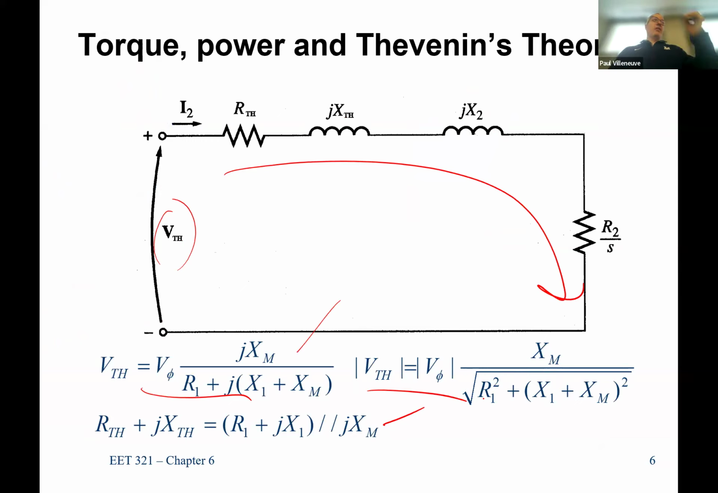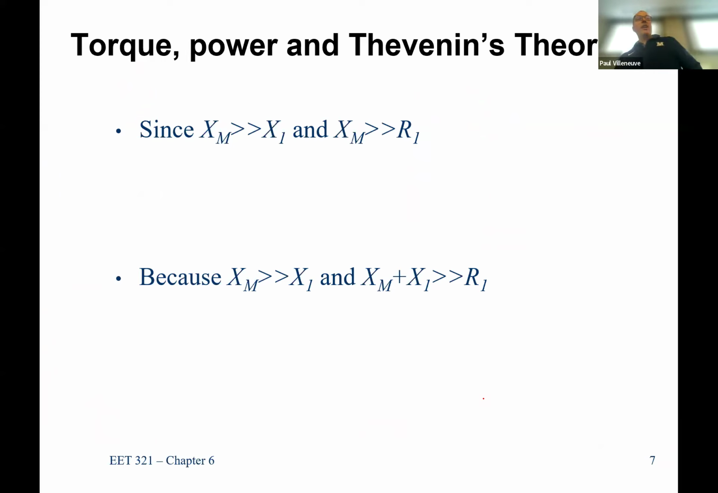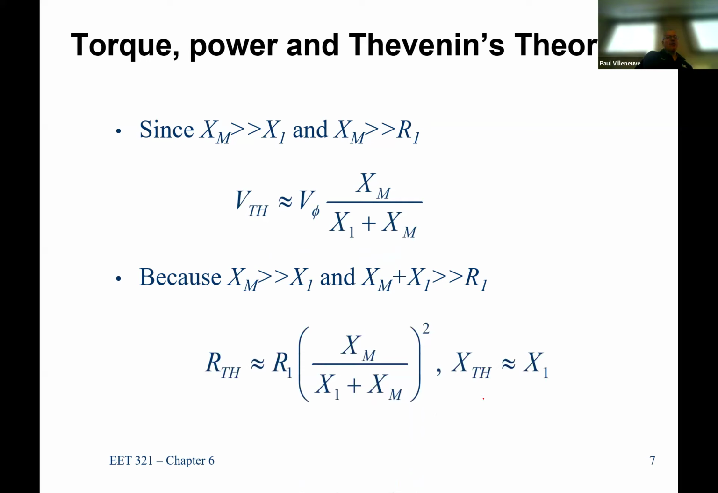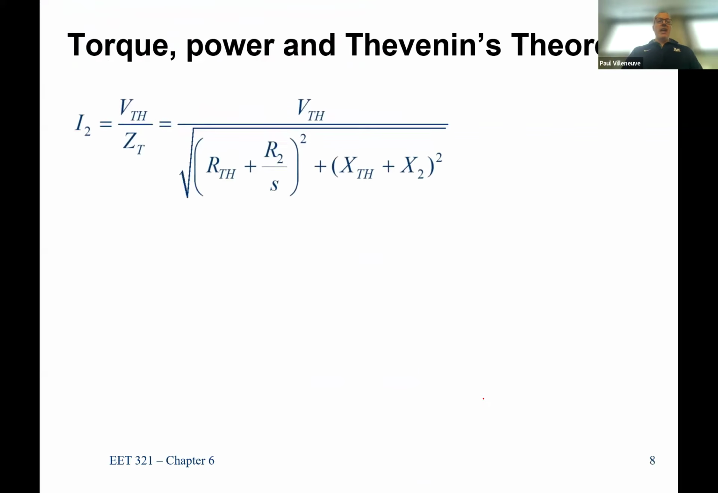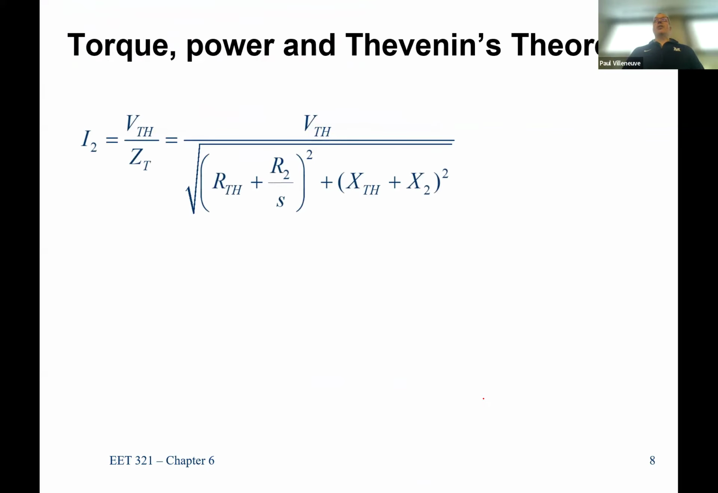And then if I want to get the magnitude, I just go ahead and calculate the magnitudes. We're going to assume that our magnetizing reactance is much bigger than X1, and it's also much bigger than R1. So we'll say V Thevenin is approximately equal to this. We'll also say that XM is greater than X1, and the combination of 2 is much greater than R1. So we'll say that R Thevenin will just approximate with R1 times XM over X1 plus XM squared. And then X Thevenin is approximately X1. So now we can solve for I2 just by using our Thevenin equivalent. V Thevenin divided by Z total, right? Which is including the Thevenin equivalents.